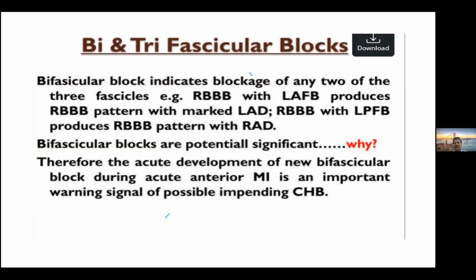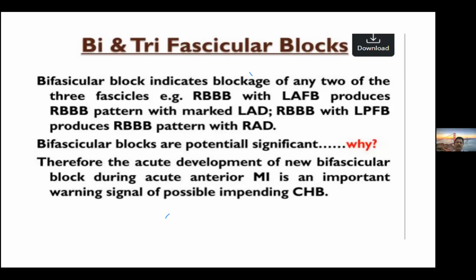Now you know how conduction is happening. The right bundle is one fascicle, the left bundle is divided into two fascicles, anterior and posterior. So when you have right bundle plus left anterior fascicular block, you call it bifascicular. If the right bundle branch and left anterior fascicle are blocked, and the AV node is also affected, it means there is going to be a conduction abnormality, slowing of conduction in the third fascicle also. If it completely occludes, it means complete heart block. When it is conducted with a delay, then we call it trifascicular block.